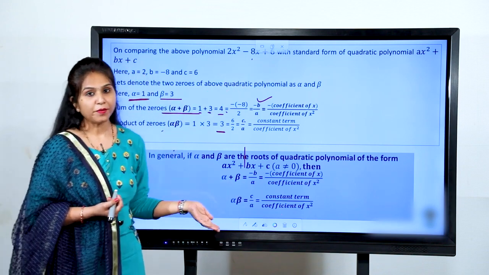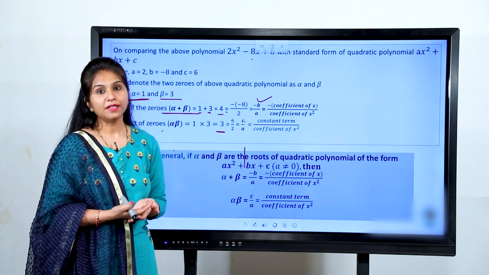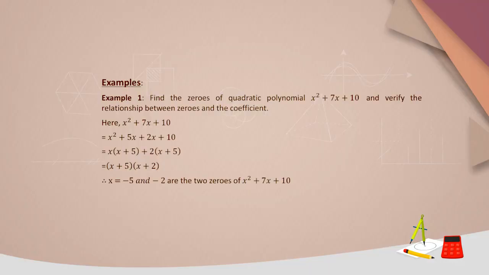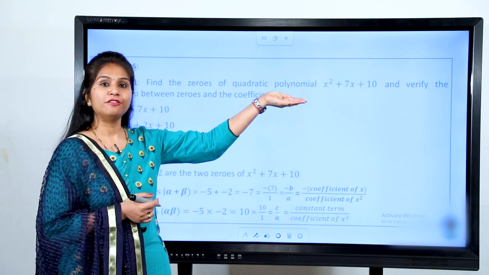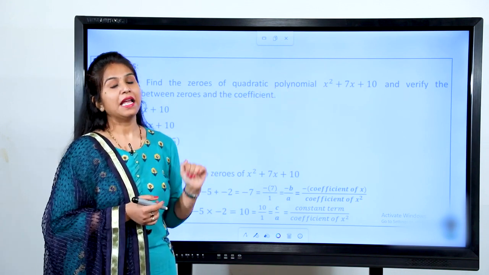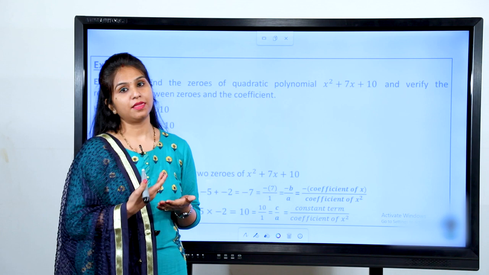Children, this is a very important point, because it will help you to write down the quadratic polynomial. Let us understand this relationship between zeros and the coefficients of a polynomial with the help of examples. Here we have a few examples. We are given a quadratic polynomial x square plus 7x plus 10. First of all, find the zeros of the polynomial, and after finding the zeros, verify the relationship between zeros and the coefficients.